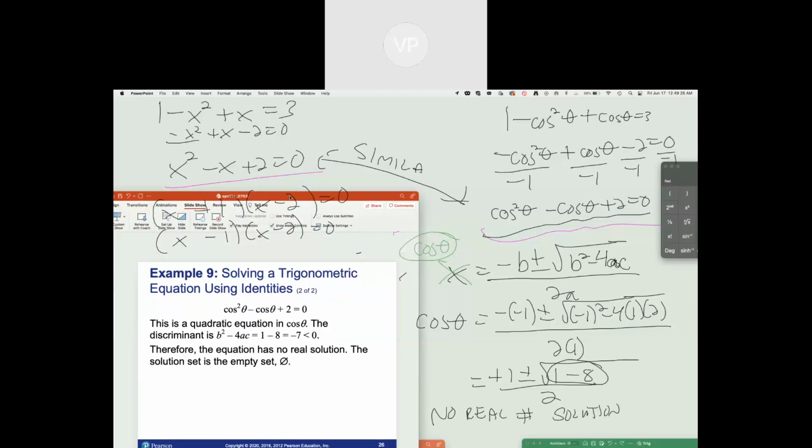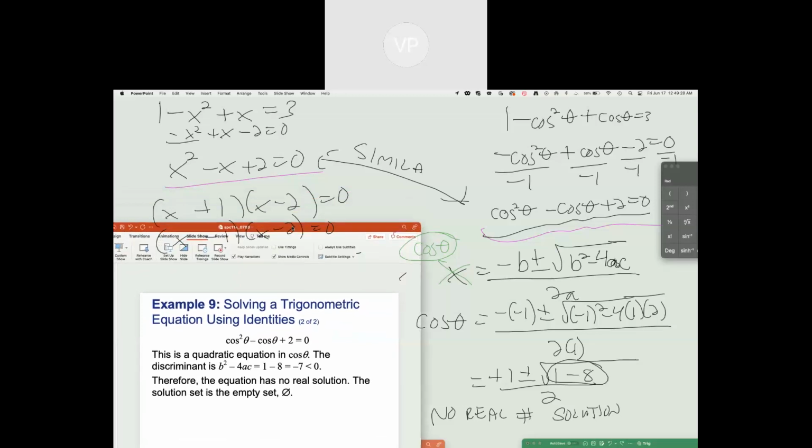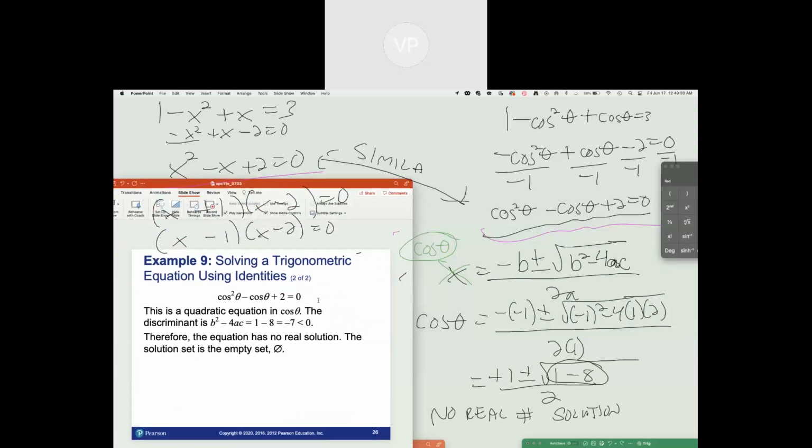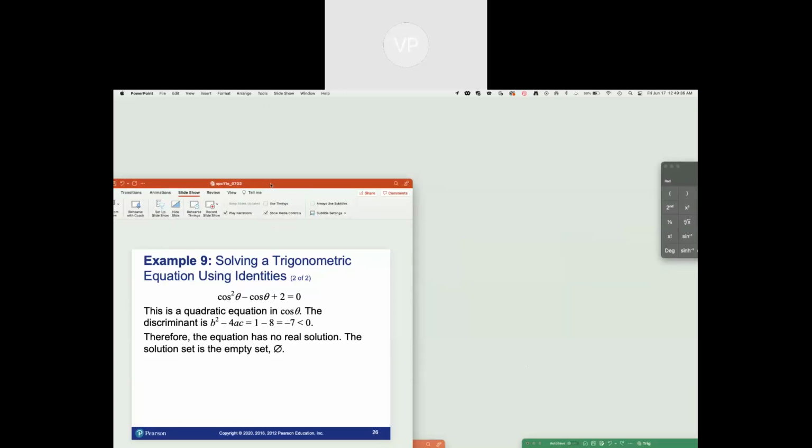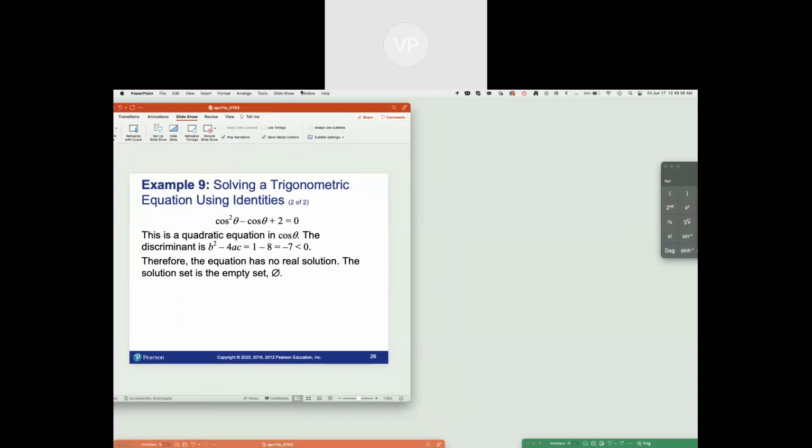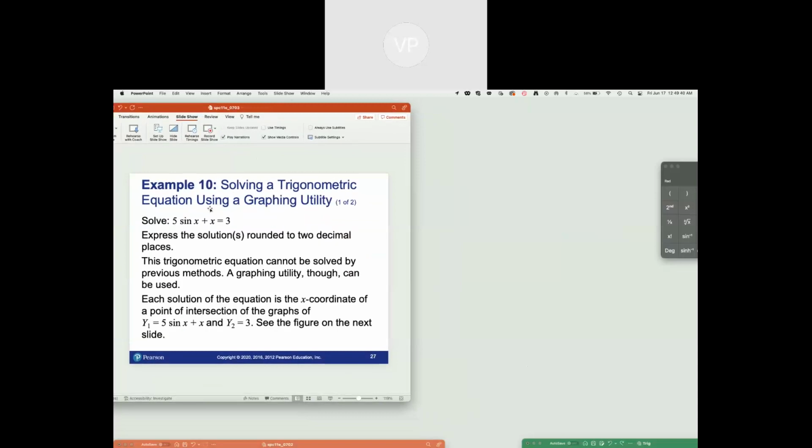So this happens sometimes. And this is one of these cases where we tried to solve it, but there really is simply no angle that'll work. So there's no solution. Empty set is our answer. Okay, it happens once in a while. Just wanted you to be ready for it because you'll see that on the homework there. All right.